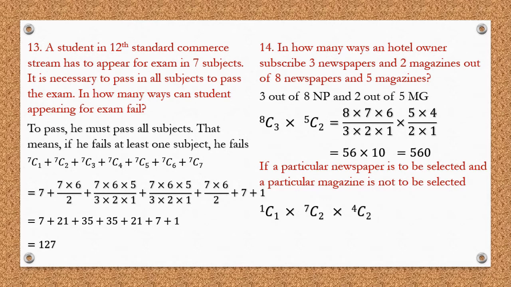so 4C2 will be there. And thus our answer here will be 1 into 1C1 is 1, 7C2 is 7 into 6 upon 2, and 4C2 is 4 into 3 upon 2. That we will put here, 1 into 21 into 6, and the answer here will be 126. So in this method we can get 126 methods of selecting 3 newspapers and 2 magazines. Moving on with the next question.